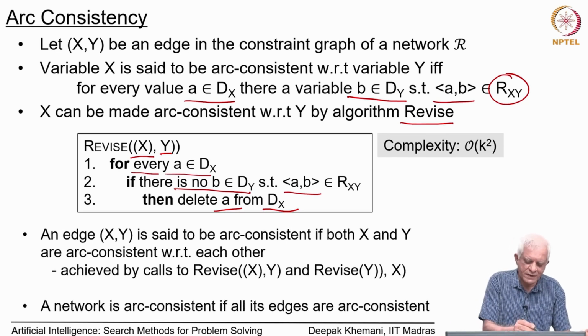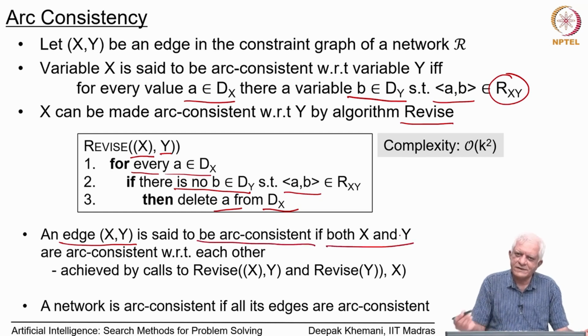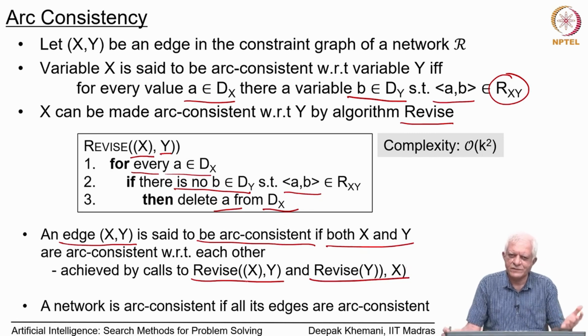An edge x y is said to be arc consistent if both x and y are consistent with respect to each other, and obviously we can achieve this by calls to revise x y and calls to revise y x. So, revise x y will delete values from the domain of x, and revise y x will delete values from the domain of y essentially. So, that is an edge. A network is said to be arc consistent if all its edges are arc consistent essentially.